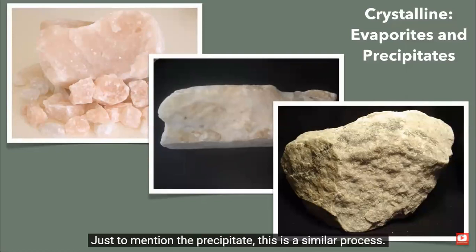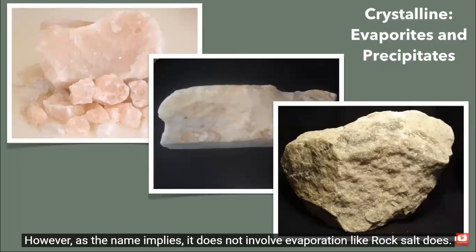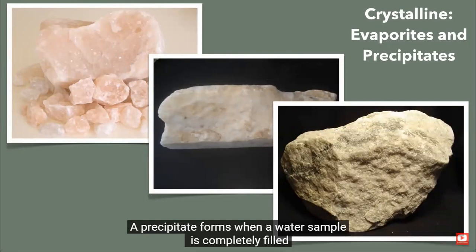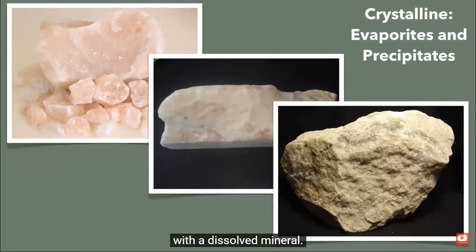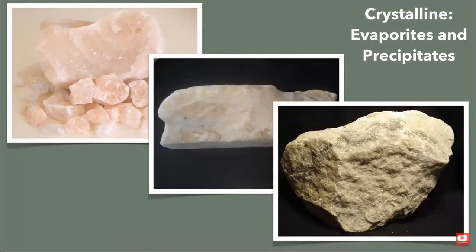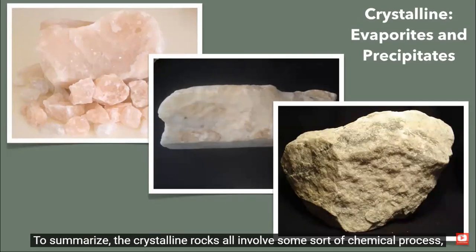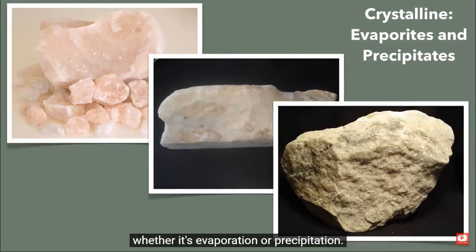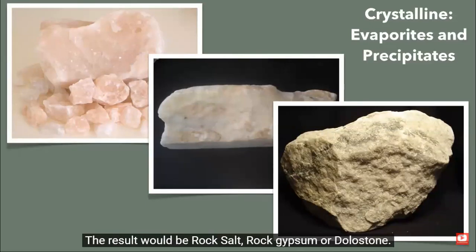Just to mention the precipitate, this is a similar process, however, as the name implies, it does not involve evaporation like rock salt does. A precipitate forms when a water sample is completely filled with a dissolved mineral, so much so that the mineral falls out of being dissolved and crystallizes in the bottom of a body of water. To summarize, the crystalline rocks all involve some sort of chemical process, whether it's evaporation or precipitation. The result would be rock salt, rock gypsum, or dolostone.